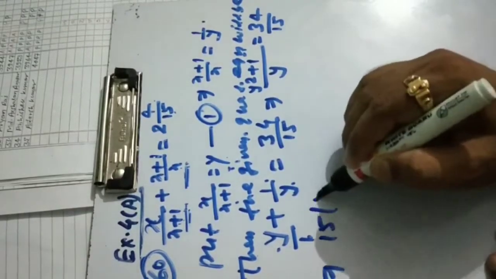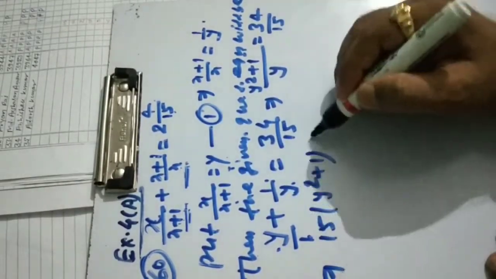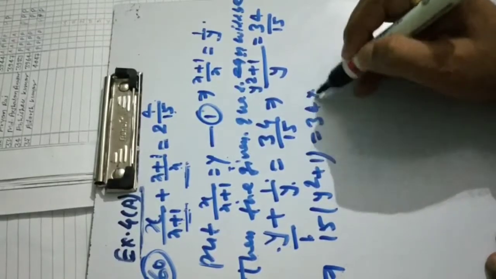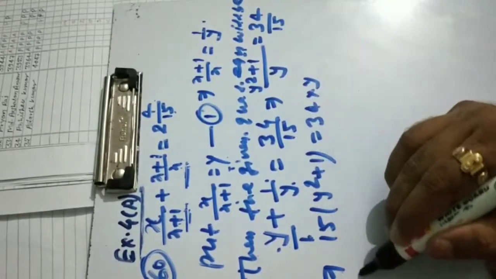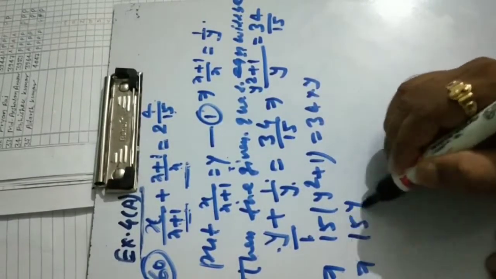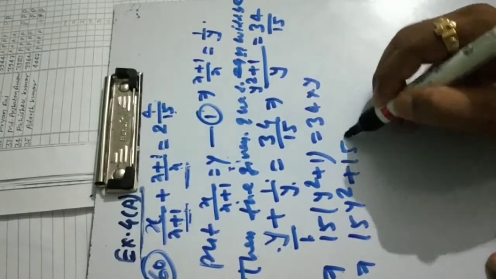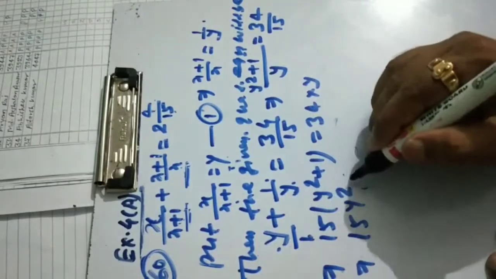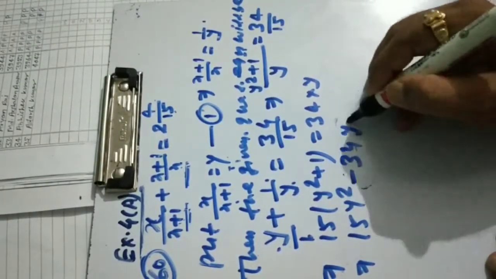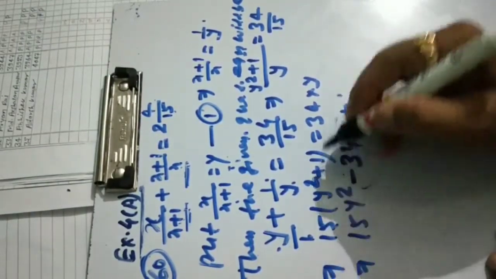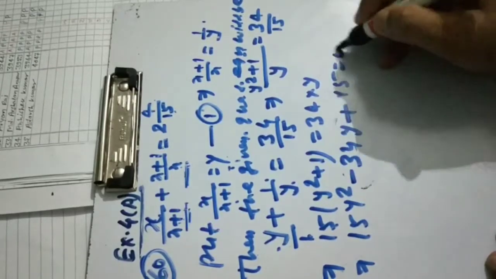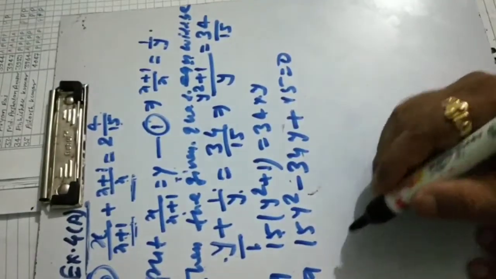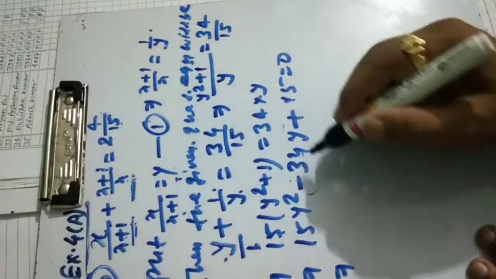15 multiplied by y square plus 1 and 34 multiplied by y. Then we have 15y square plus 15, or let us transfer this term to LHS, minus 34y plus 15 will be equal to 0. Then we have to factorize it.